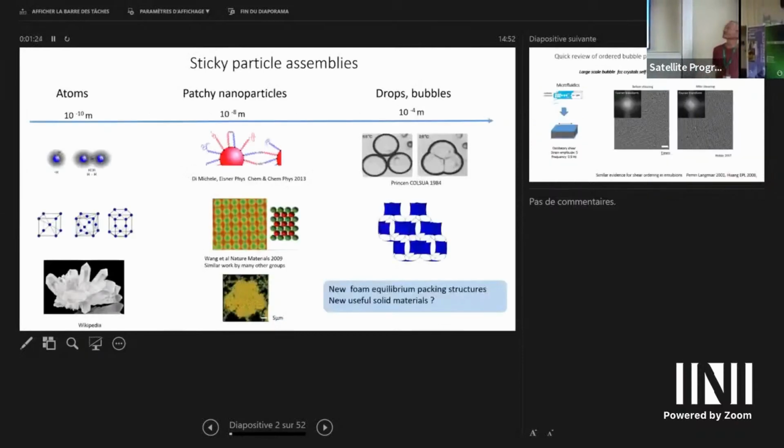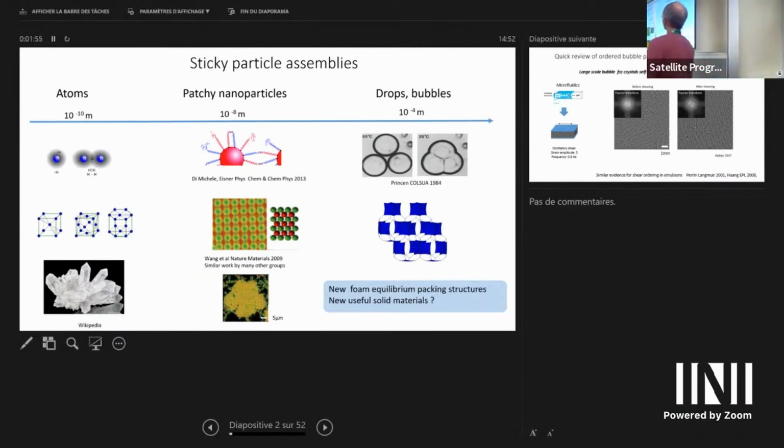To introduce the subject of my talk, some words about sticky particles and their assemblies in general. As a function of length scale, at the smallest length scale, angstroms, you might consider atoms as particles that interact via stickiness, and depending on the nature of the interactions, you get all these different crystal structures and materials on the macroscopic scale with properties depending on the structure.